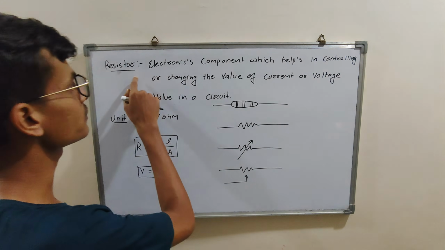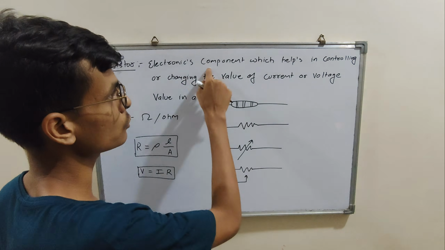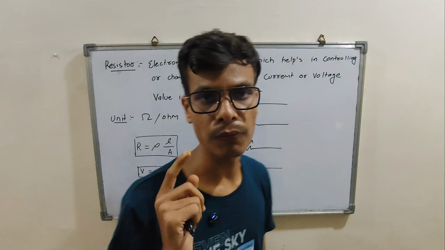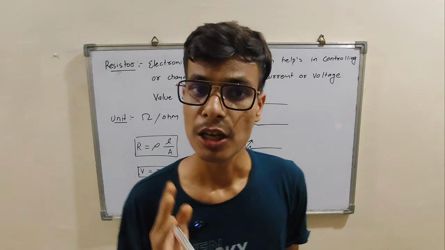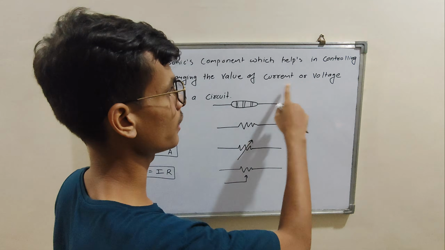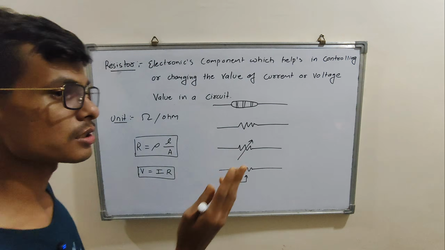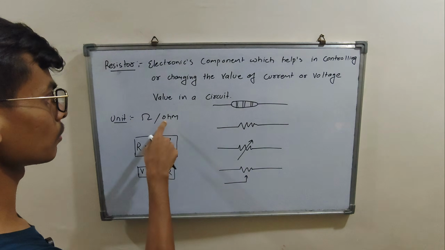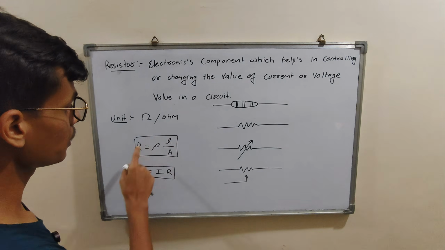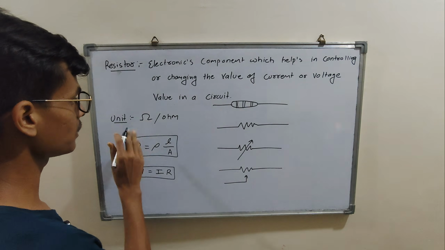So what exactly is a resistor? A resistor is an electronic component which helps in controlling or changing the value of current or voltage in an electronic circuit. So this helps you alter the value of current and voltage in a circuit. The basic unit of resistance is the ohm. So this is how it is actually indicated.